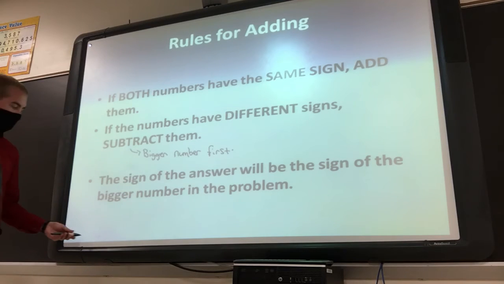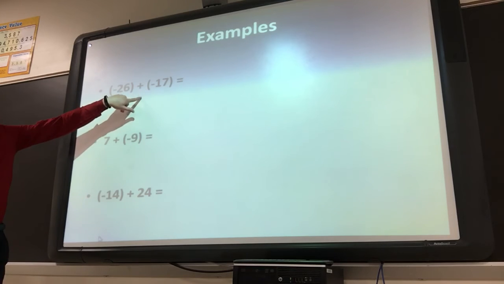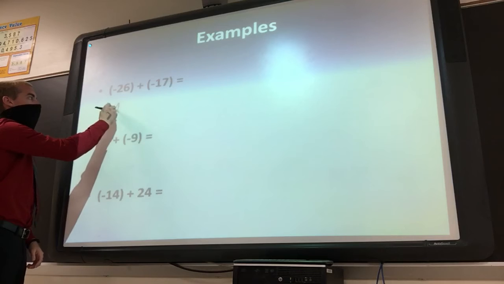All right, so let's look at some examples. Okay, so that's on the back. So our first one, we got negative 26 plus negative 17. So go back to those rules. If you need to keep flipping back and forth, that's fine. They both have the same sign. They're both negative. So since they have the same sign, we're going to add them.